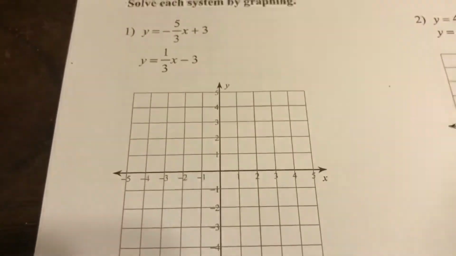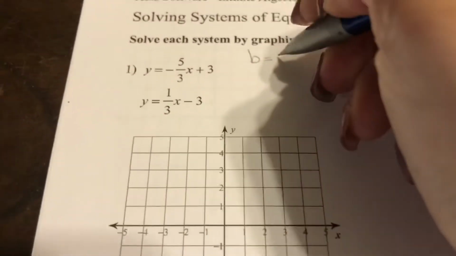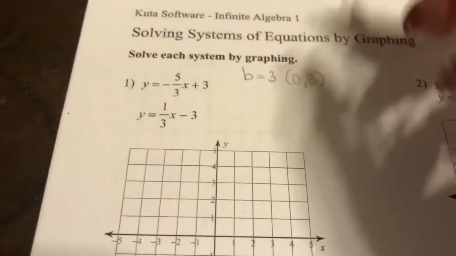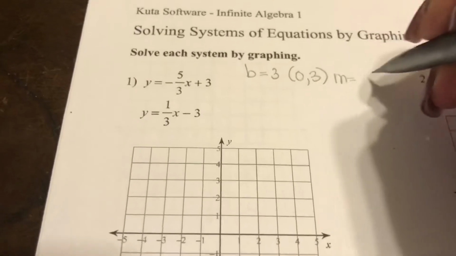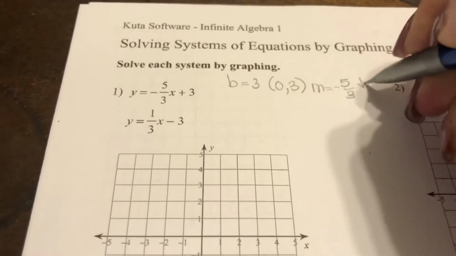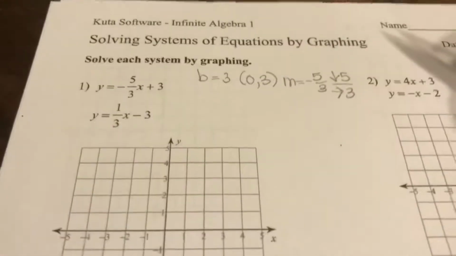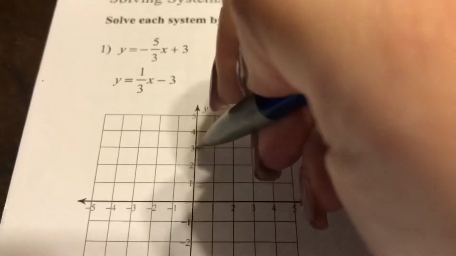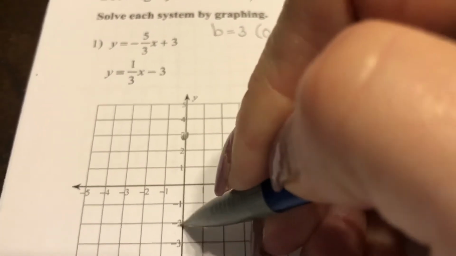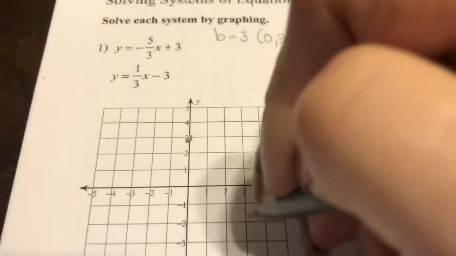So I know that my b is equal to 3. So I know that my y-intercept is (0, 3), so I'm going to have a point at (0, 3). And I know that my slope is negative 5/3. So I know that since it's a negative, I'm going to be moving down 5, and I'm going to be moving right 3. And so I'm going to come over here, and I'm going to count down 1, 2, 3, 4, 5. And I'm going to count over 1, 2, 3. And I'm going to put my second point right here.